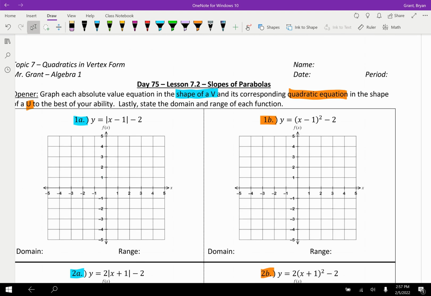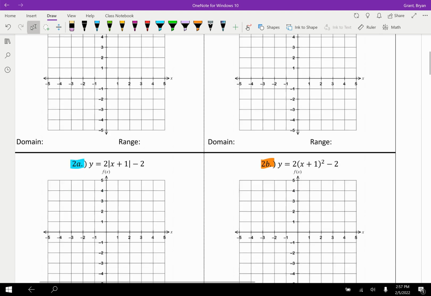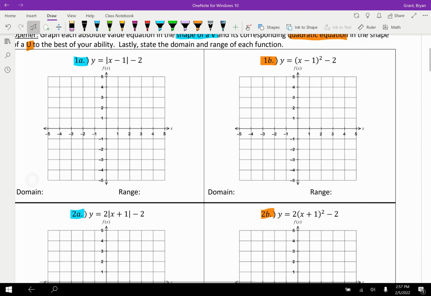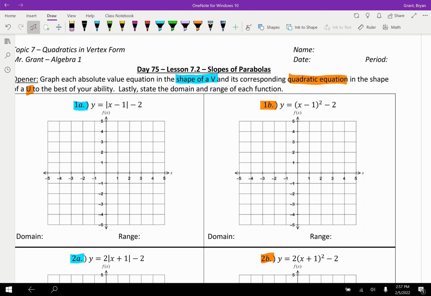And then you're going to graph the similar quadratic equation. Don't forget the domain and range for each, and then we will come back together once you're done. Ready, set, go.